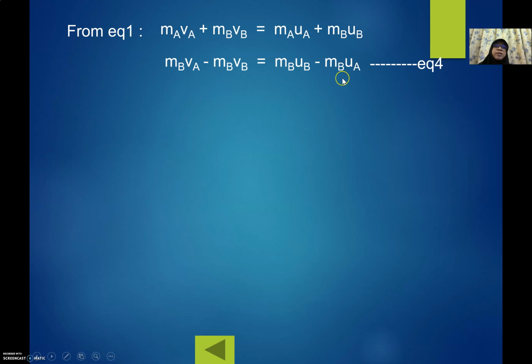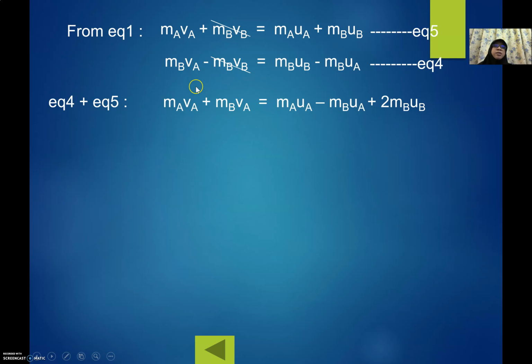Okay, this is equation 4 from the previous slide. The equation 1 just now, let's call it equation 5. So we add both together, equation 4 plus equation 5. And MBVB minus MBVB from equation 4, so that they can be cancelled out. So the new expression becomes MAVA plus MBVA.